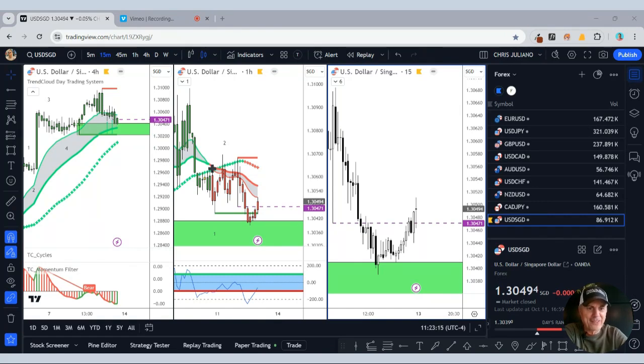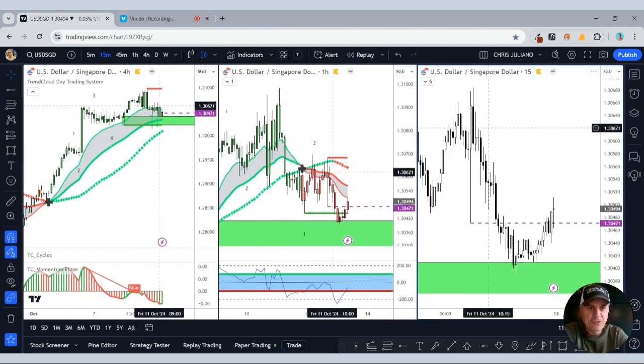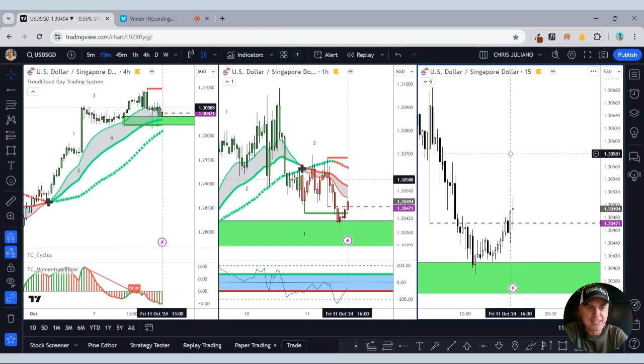I know Sarah, one of our new TrendCloud members, has been tracking the US Singapore dollar. I've never looked at that, but that is pretty cool, and it's quite predictable on TrendCloud. So pretty cool forex pair. Let's go take a look at it right now and see what's going on.